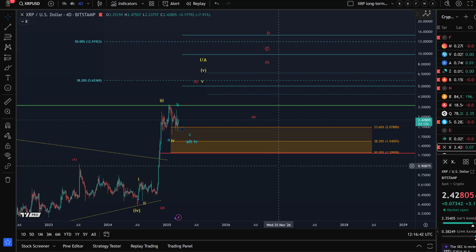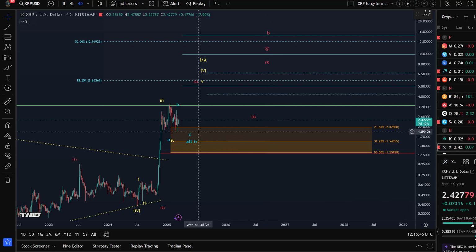On the XRP chart, just for context, we start on the larger time frame. Here, just to highlight again, we are still moving in an overall sideways range. You can see that the price is clearly still respecting relevant Fibonacci support.